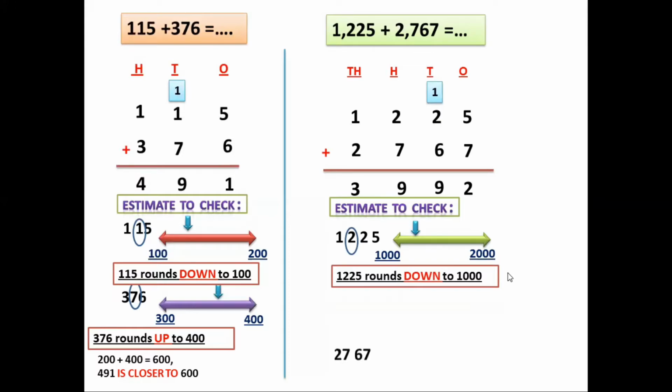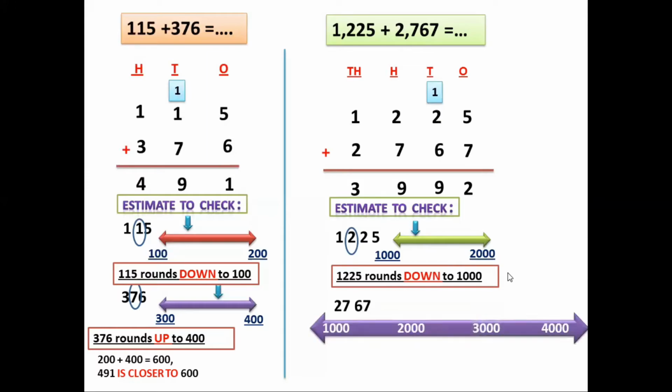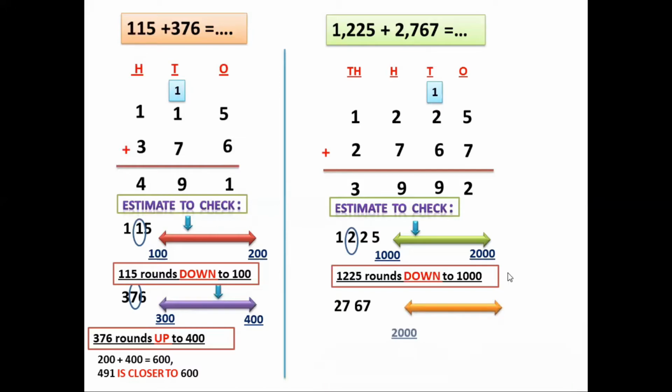Let's take the second number, 2767, to round it to the nearest thousand. If we draw the number line, we will find that 2767 lies between 2000 and 3000, as you can see right here. And to round 2767 to the nearest thousand, we will look at the hundreds digit, which is the digit before the thousand digit. We find it is 7. And because 7 is more than 5, 2767 rounds up to 3000.